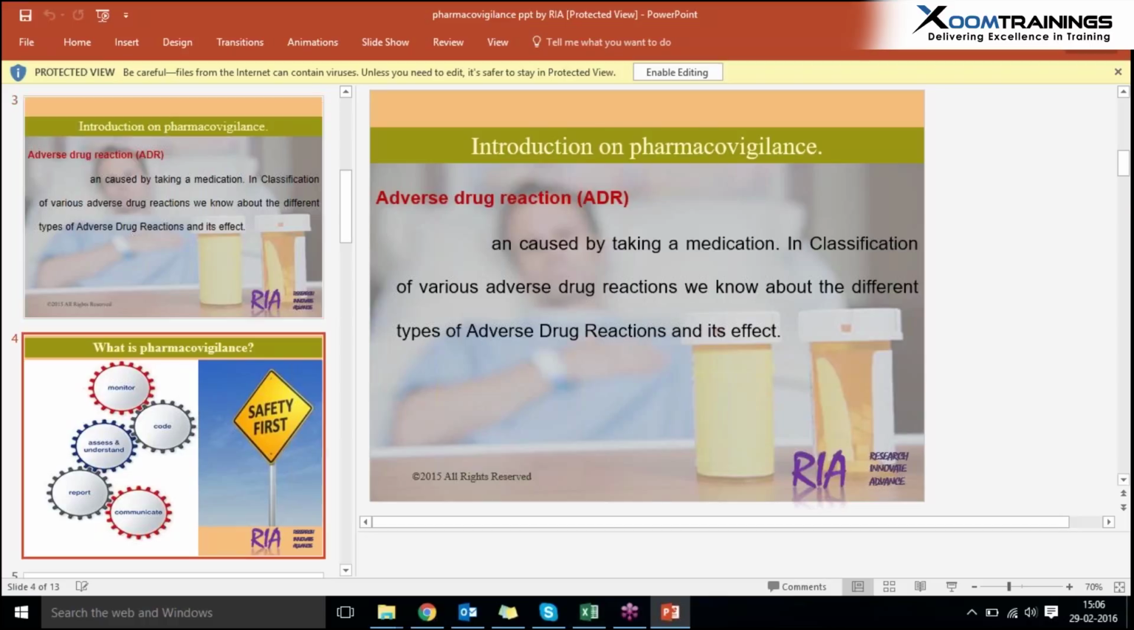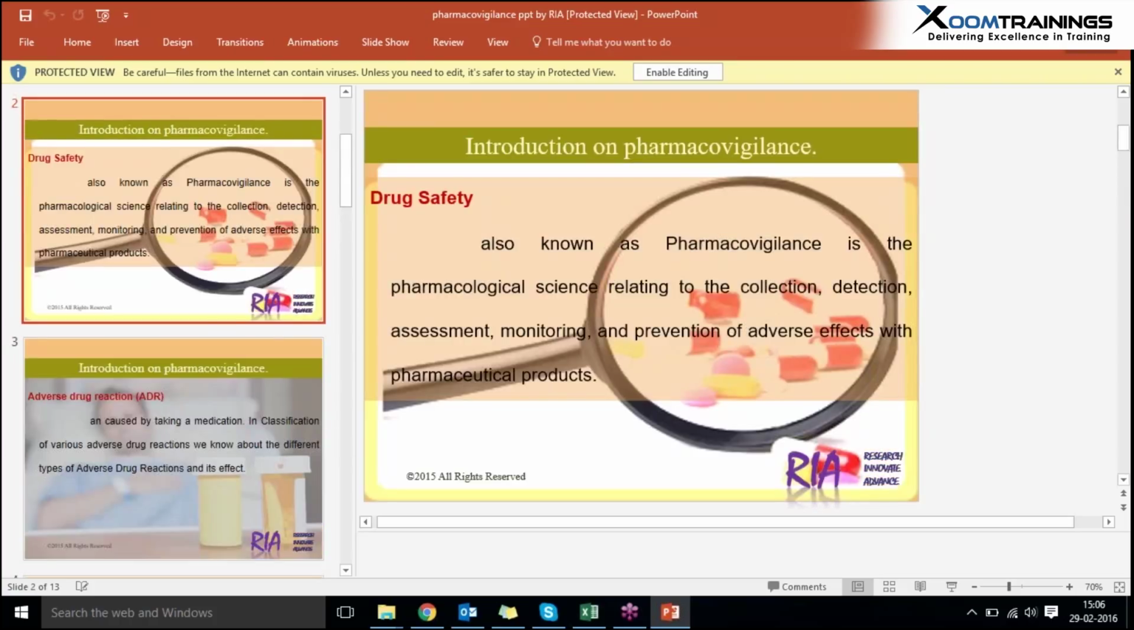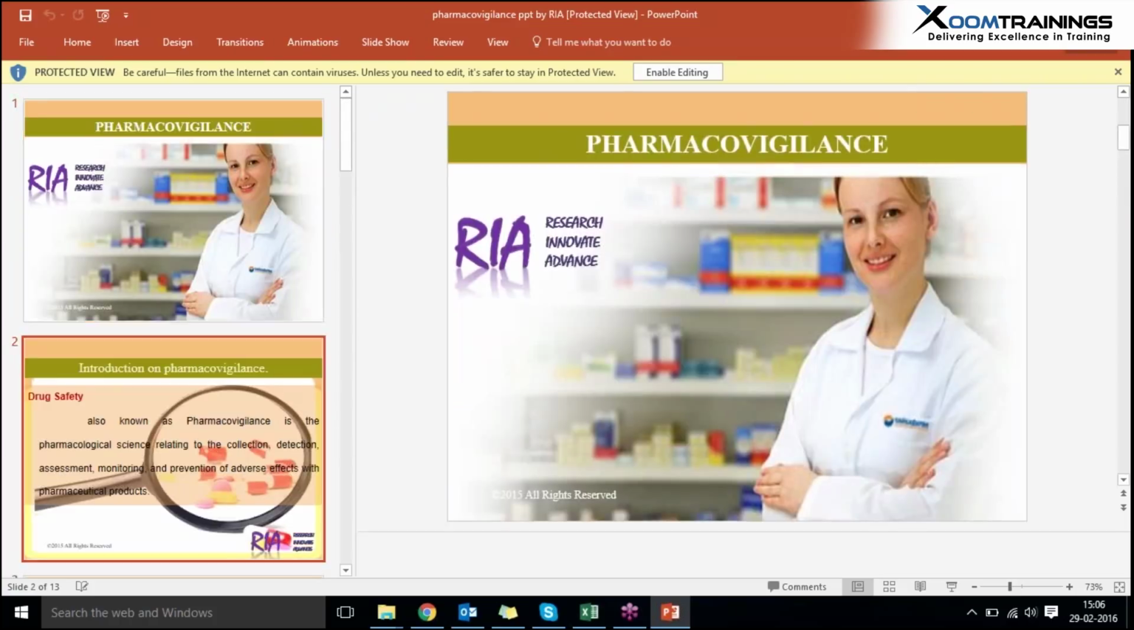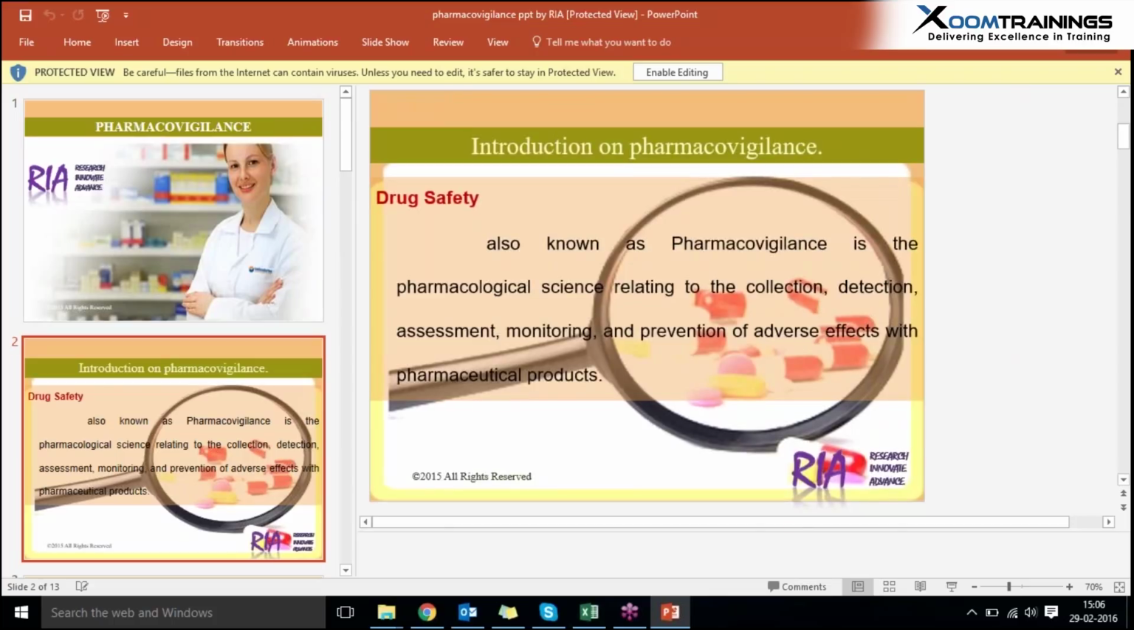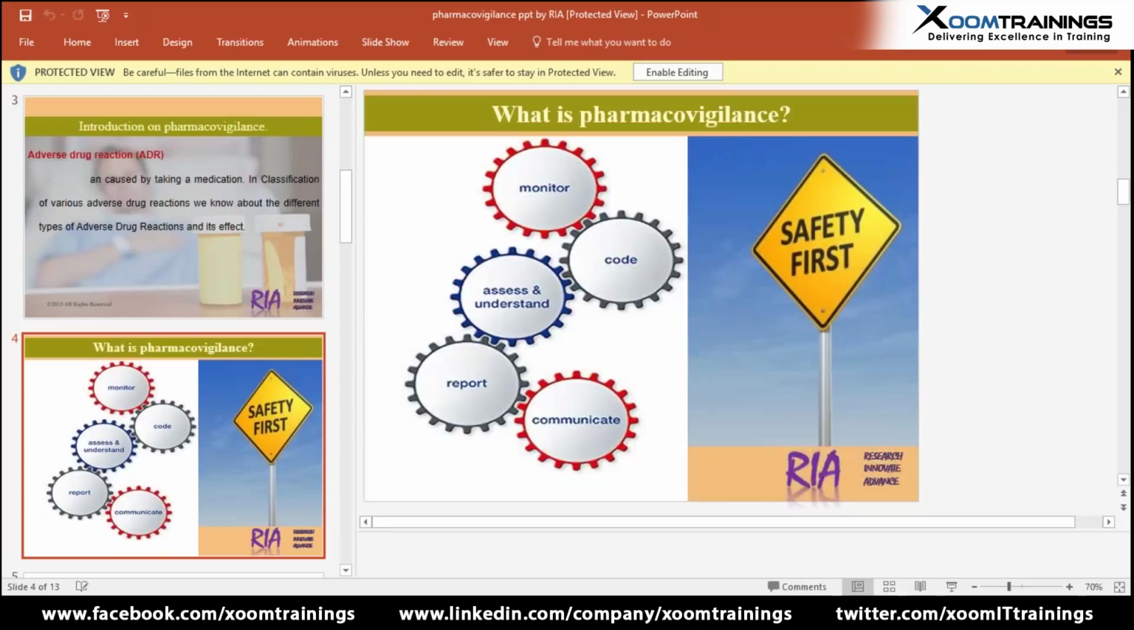So what is pharmacovigilance? In the previous slide I already said that pharmacovigilance is a pharmacological science relating to the collection, detection, assessment, monitoring, and prevention of adverse events with pharmaceutical products, right? So how does pharmacovigilance act? The pharmacovigilance department will monitor the drugs.